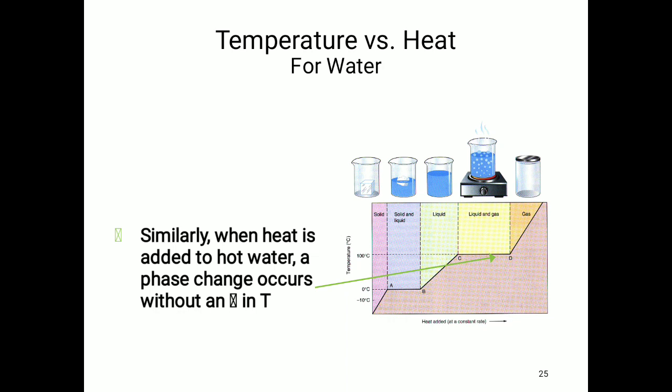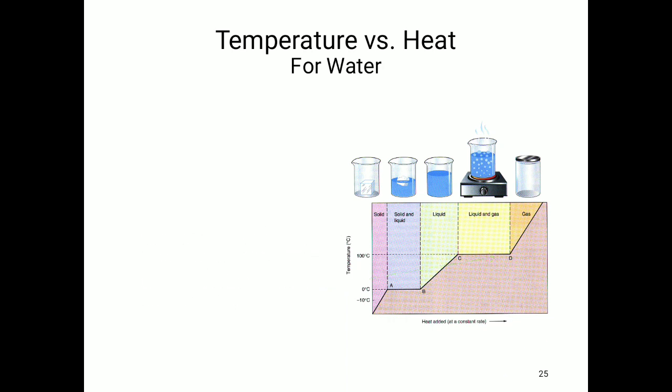Similarly, when heat is added to hot water, a phase change occurs without any increase in temperature. So when your water is boiling at 100 degrees centigrade and you are constantly adding extra heat, you will see there is no change in temperature. Temperature is constant at 100 degrees centigrade, but there will be a conversion of phase. The liquid phase will get converted into the gaseous phase. So this is the concept of phase change.